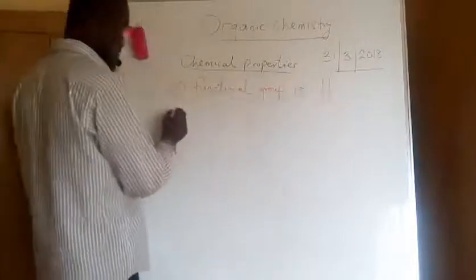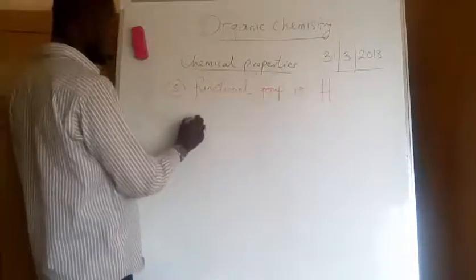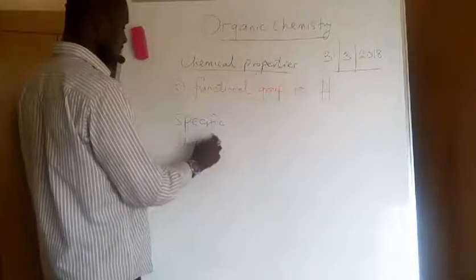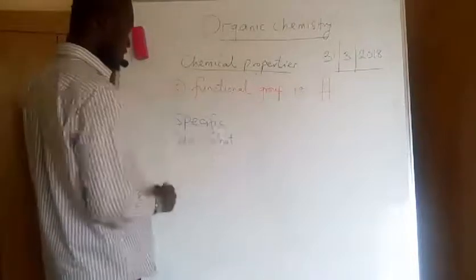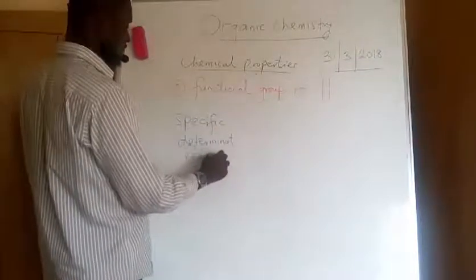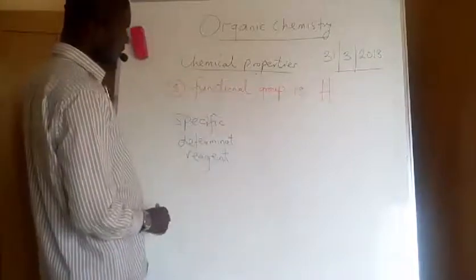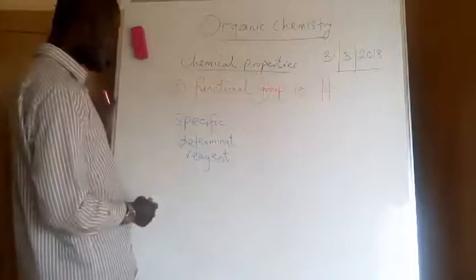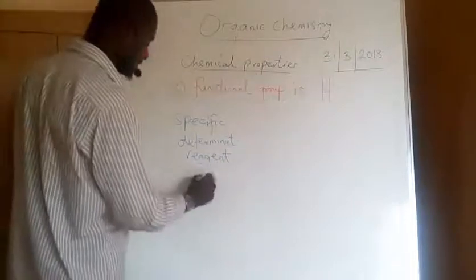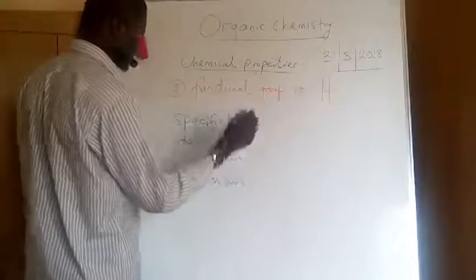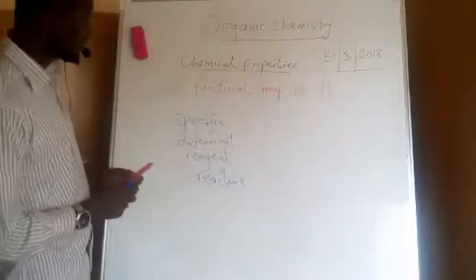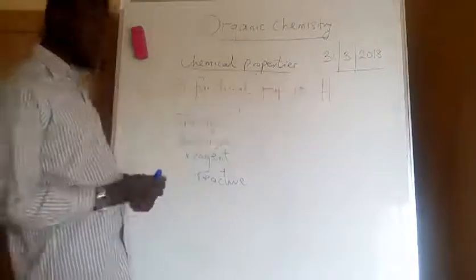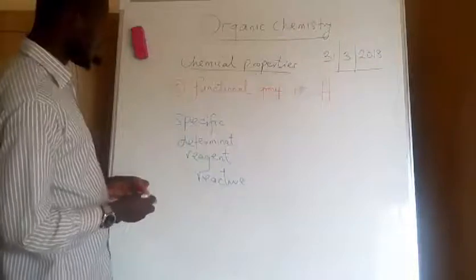So this term functional group, you can call it functional group, specific group, determinant group, reagent group, or reactive group. All these mean the same thing. So the specific group, determinant, reagent, reactive group of alkane is hydrogen.